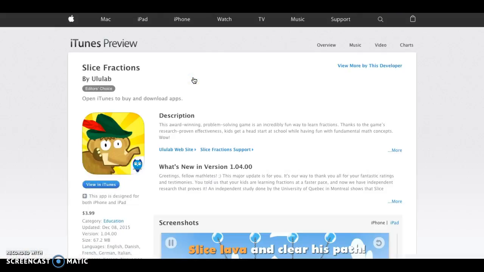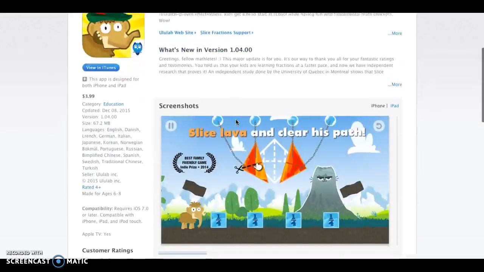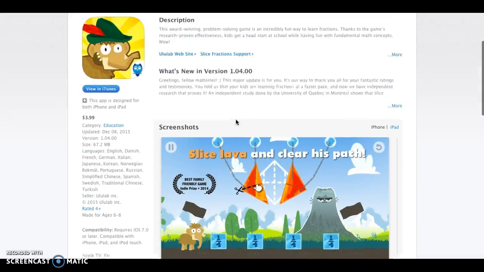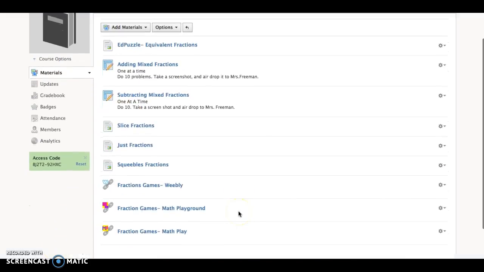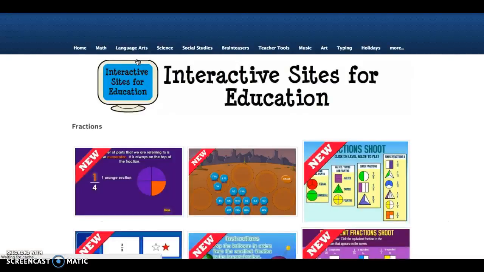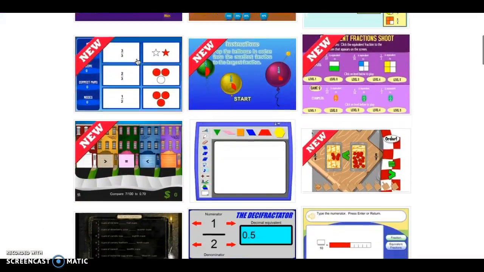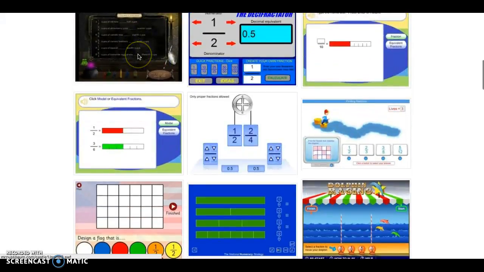So these links will take them directly to the app so that they can get straight to it, download it if it hasn't already been downloaded, and go ahead and play. Okay, another thing that can be found here will be these links to different websites that have fraction games ready. So if they click up here on the name of it, it brings the website up and they can see all of those fraction games ready to go.